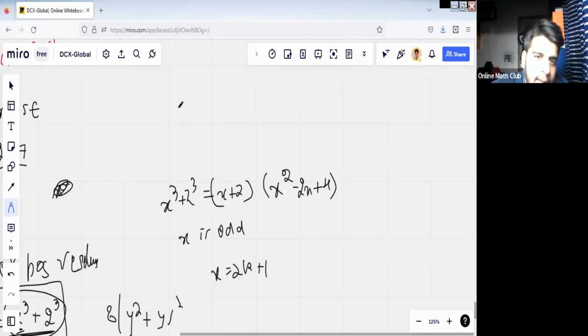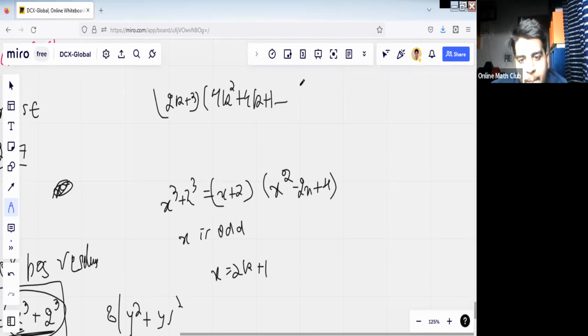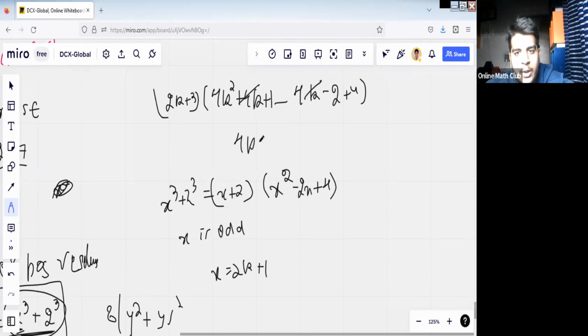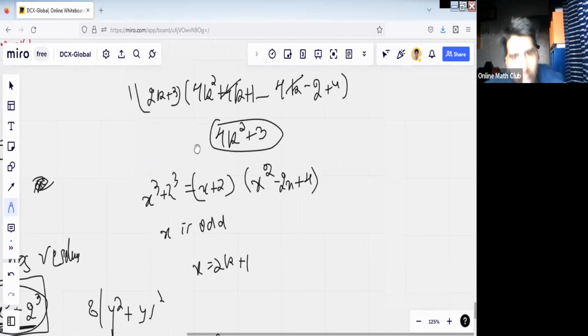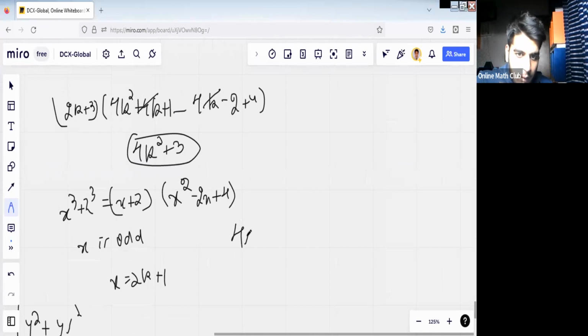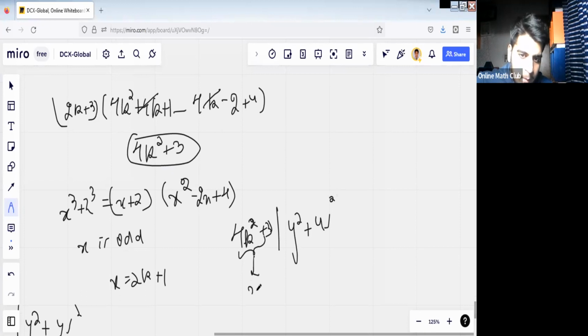So let's say x is 2k plus 1. Then this thing is basically 2k plus 3 into 4k square plus 4k plus 1 minus 4k minus 2 plus 4, which is 4k square plus 3. Right. Now notice that 4k square plus 3 divides y square plus 45 square.